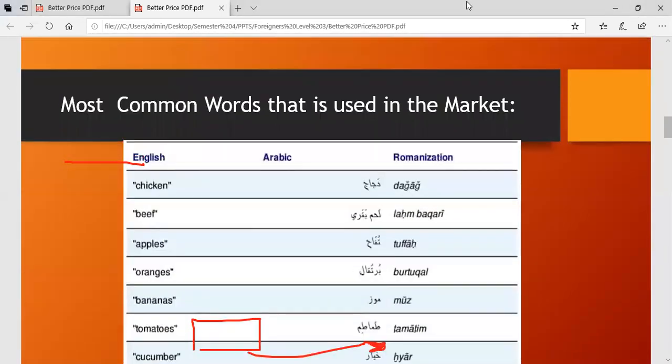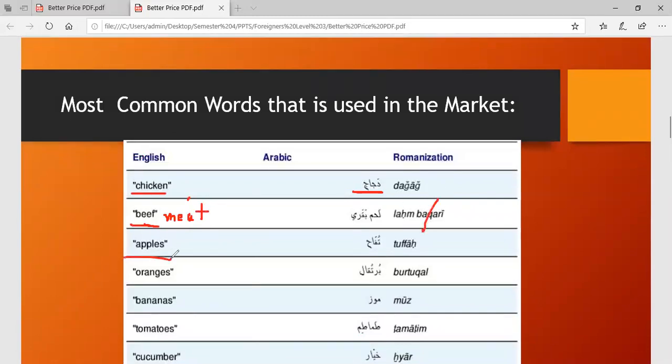Common words that are used in the market. Some of them you encountered in the restaurant lesson. We have the chicken. Chicken is dajaj. Beef, you can say here meat. I prefer to use meat, not beef. Meat is lahm. Apples is tufah. Okay? Yani, I'm talking about many apples here.